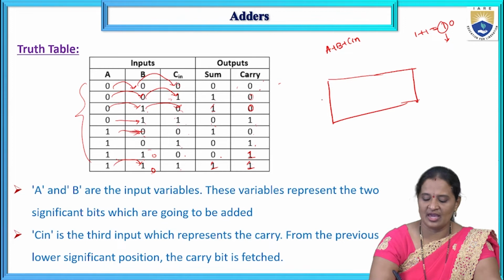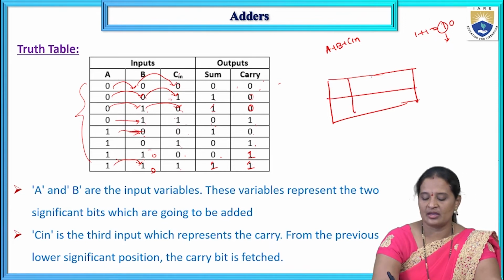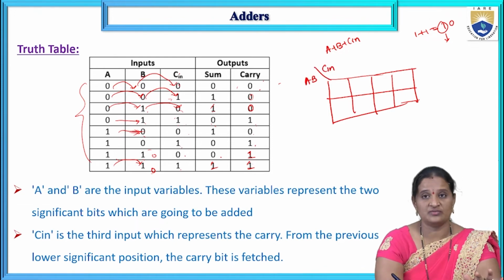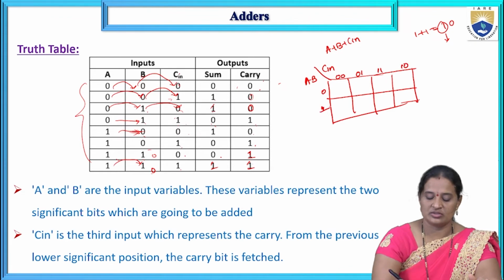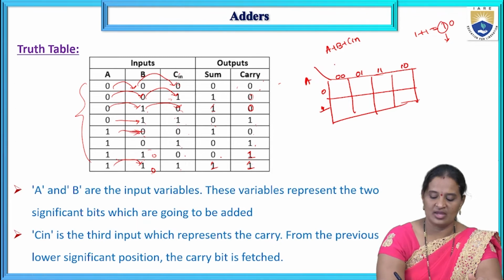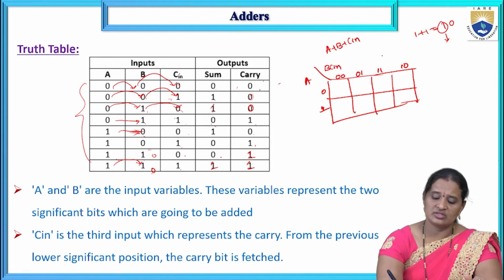So how many variable K-map is required? How many inputs do we have? 3 inputs. So that is why I require a three variable function A, B, C in. The order which is followed in the truth table, the same order we should follow in the K-map also. 0, 0, 0, 1, 1, 1, 1, 0. Sorry, actually here we have to take A only, whereas here we have to take B, C. Right?